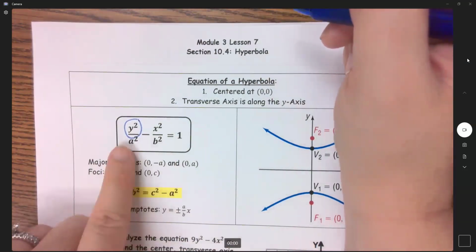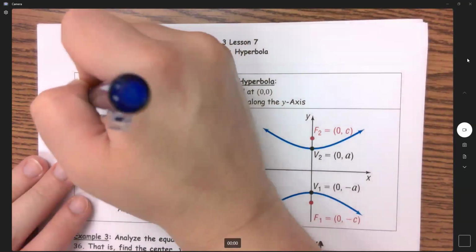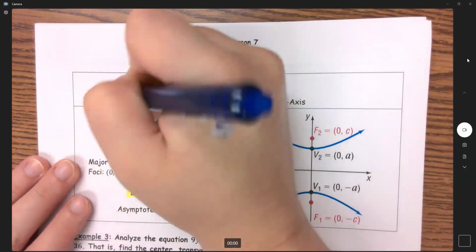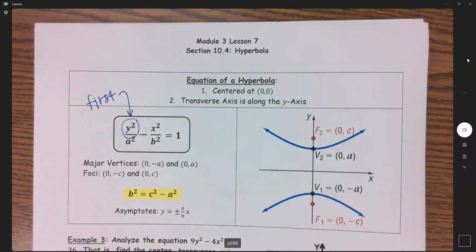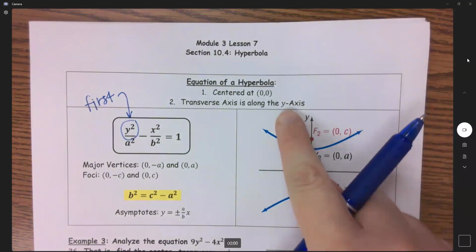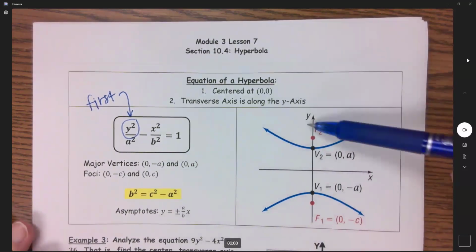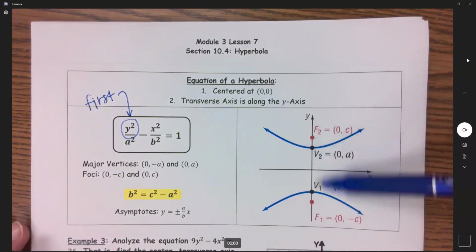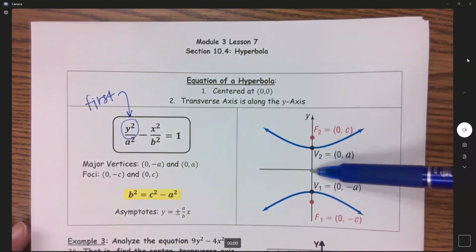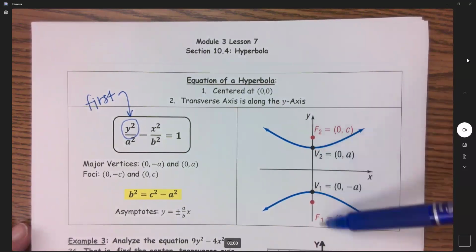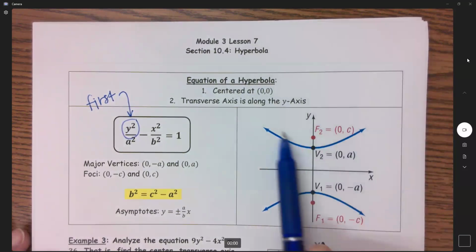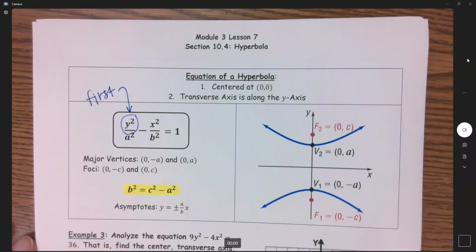Notice a squared and b squared haven't changed. Now we're looking at where is that y or x. So when y squared is first, or more specifically, when it is positive, my transverse axis is along the y. So you can see all of my important points here, my two foci, my two vertices, and that center are all on that y-axis. And now these are going to open up and down.